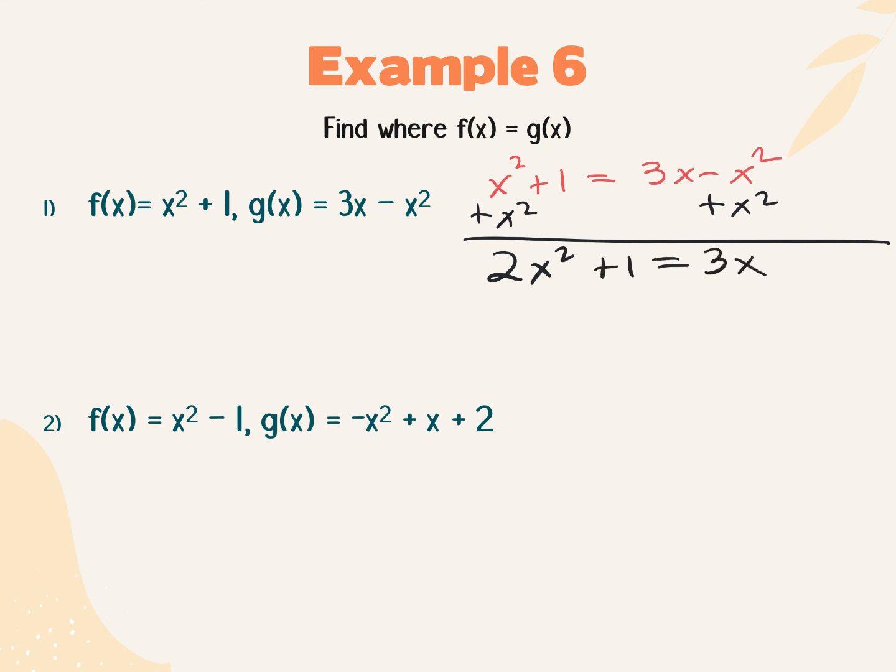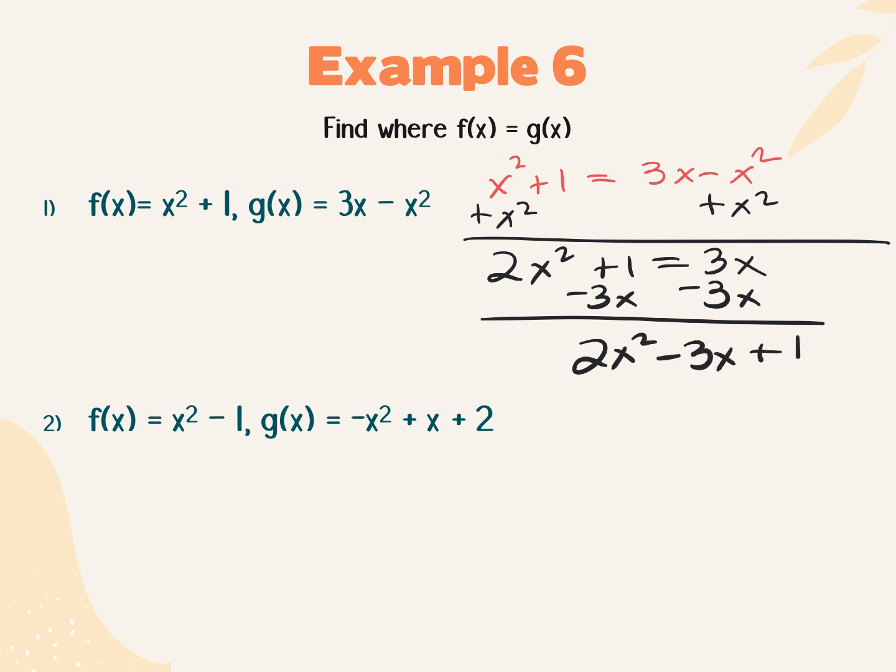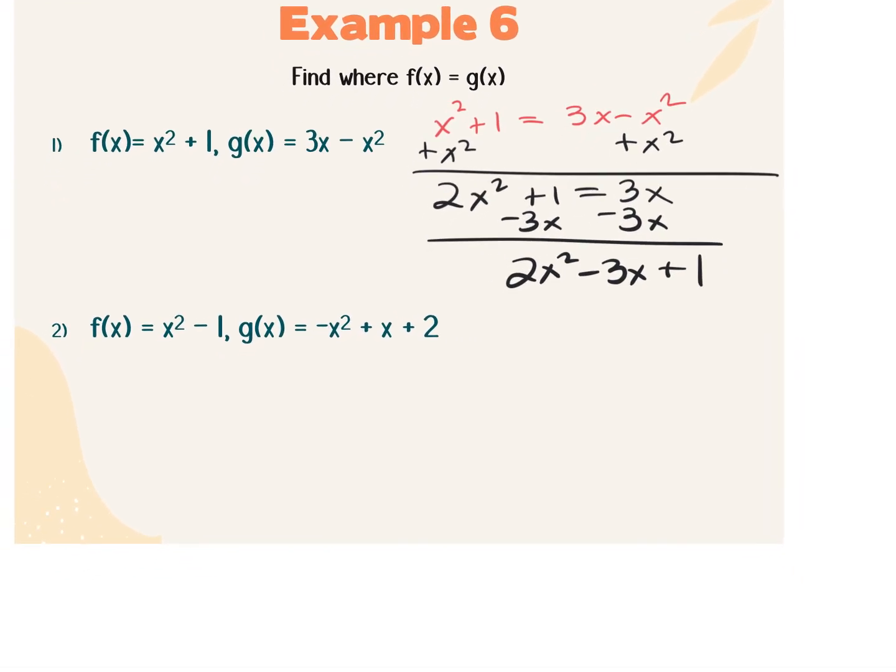Notice it's going to be a trinomial, so I have to factor this. Let me move the 3x over. So 2x squared minus 3x plus 1. Now, I can either factor by grouping or guess and test. This is easy enough probably to guess and test because the factors of 2 are just 1 and 2, and the factors of 1 are 1 and 1.